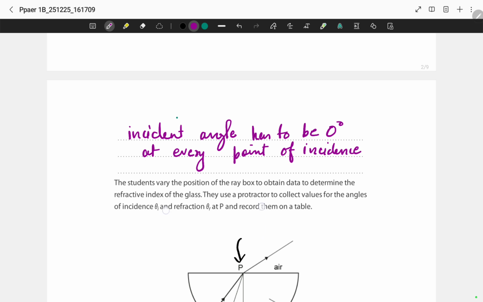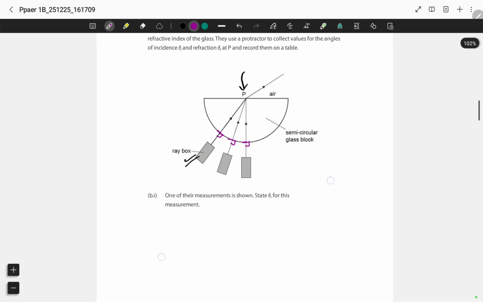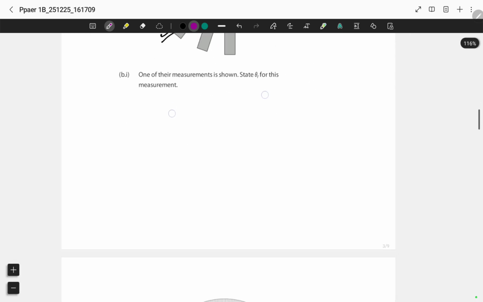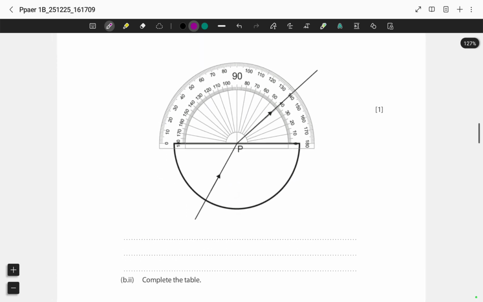Now let us move to the second part. The second part says one of their measurements is shown. State theta r for this measurement. They have given another diagram, and this measurement is given. They want us to find the angle of refraction, theta r.